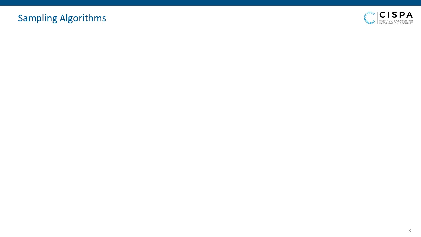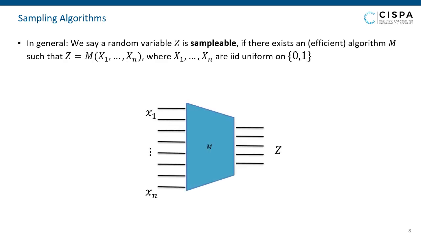So the random variable y defined in the last example was just a simple function of the base random variables x1 to xn. In general, we say that a random variable z is sampleable if there exists an efficient algorithm M such that z is just M of x1 to xn, where the x1 to xn are IID uniform on {0, 1}. Such an algorithm M we call a sampling algorithm.